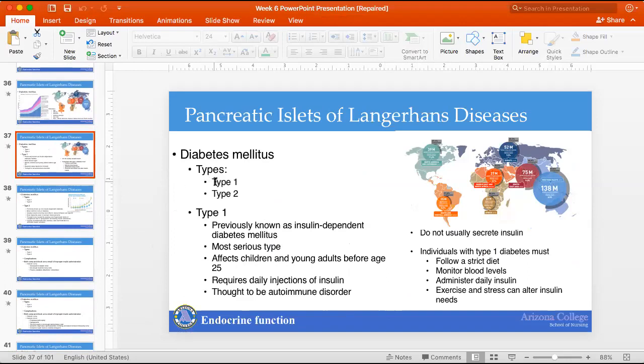Okay, so the first one we're going to look at, there's type 1 and type 2 diabetes mellitus. Type 1, many times you will hear this referred to as juvenile onset. The reason is that most of the time it's diagnosed in children or people before the age of 25. It was previously known as insulin-dependent diabetes mellitus. It requires daily insulin injections and is thought to be an autoimmune disorder.